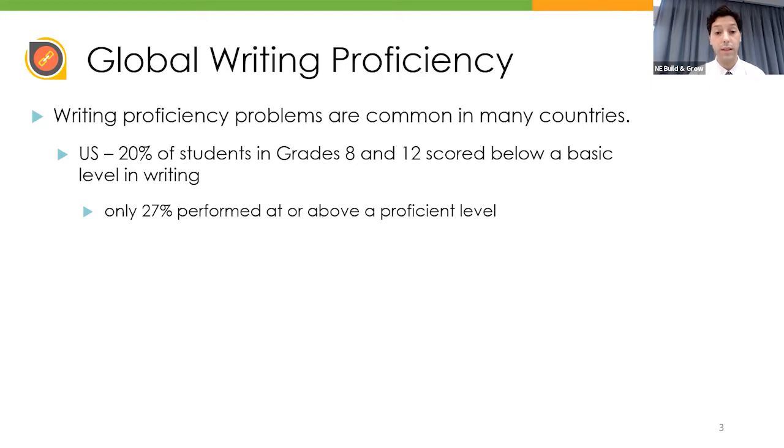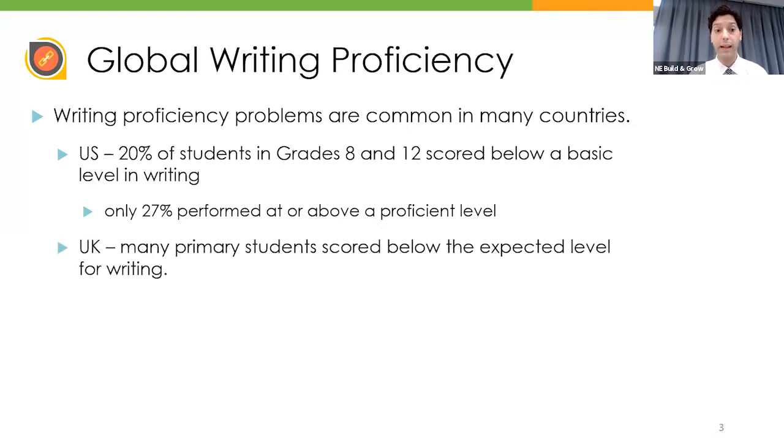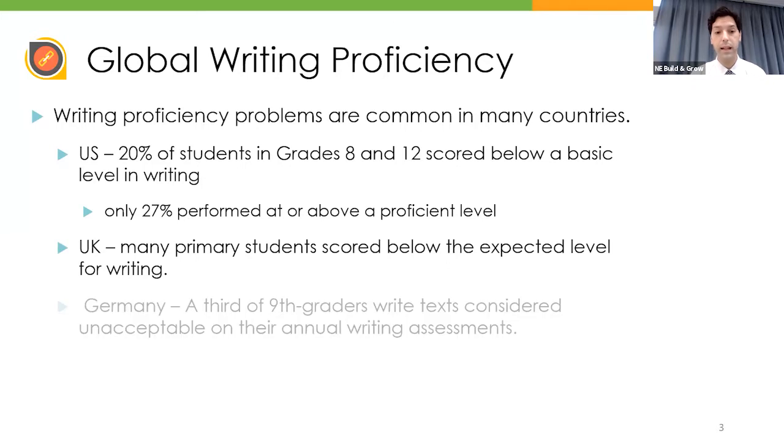So of course, this is worrying, and we have to start wondering, why is this the case? And how can we fix this problem? Right now, in the UK, many primary students scored below the expected level. And in Germany, another country, which we often imagine is very good in terms of their education system, a third of 9th graders write texts considered unacceptable on their annual writing assignments.